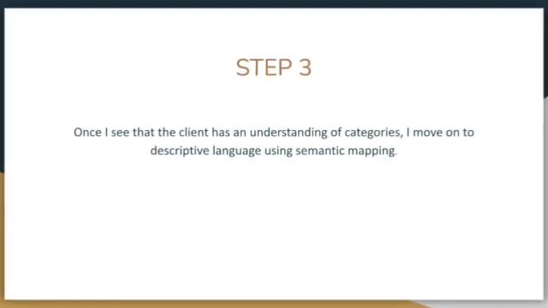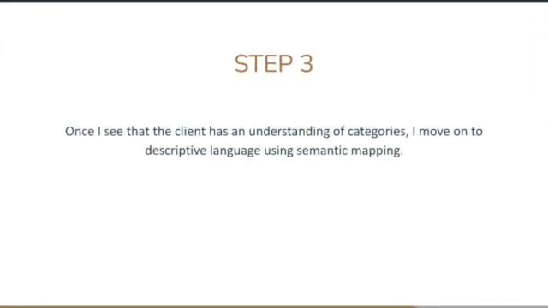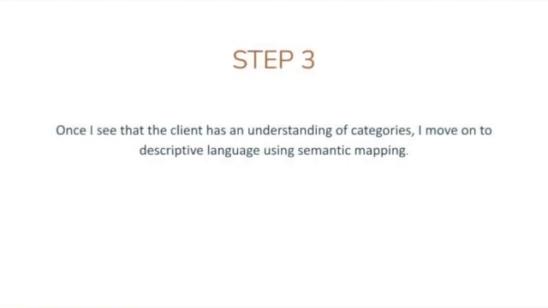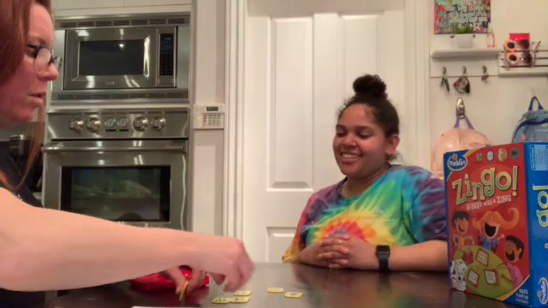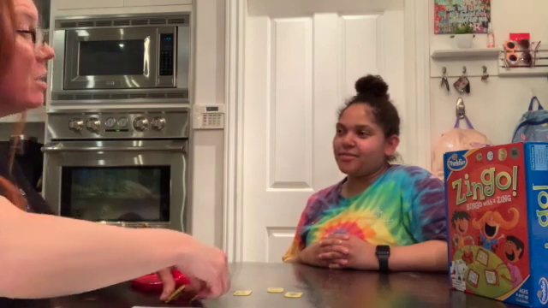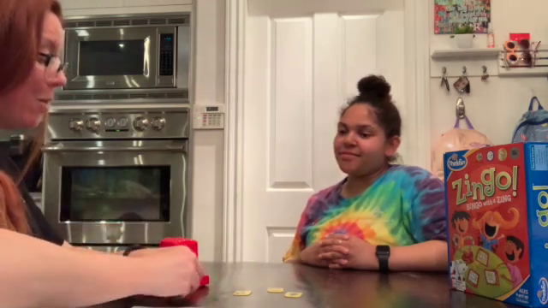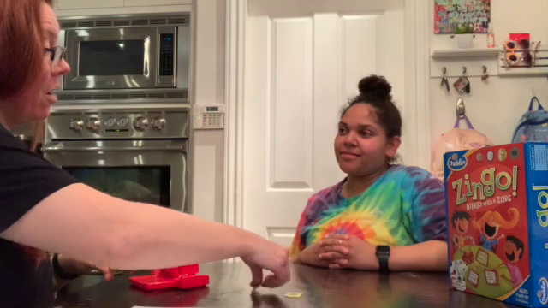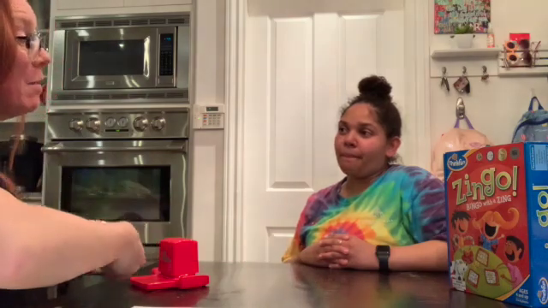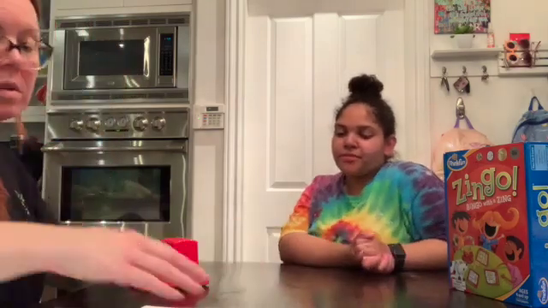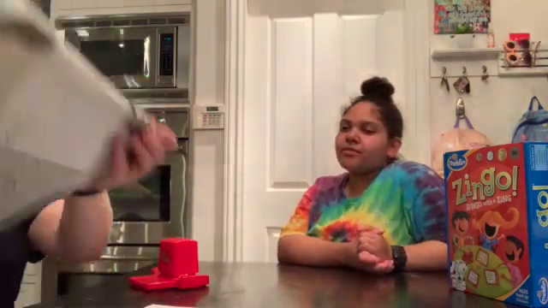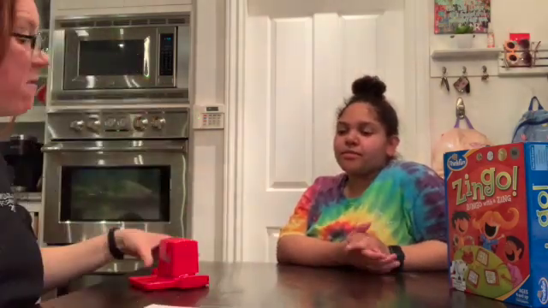Once I see that the client has an understanding of categories, I move on to descriptive language using semantic mapping. Okay, you're doing so well with learning these categories. What we're going to do is move on and work on our describing words now, okay? So let's practice some describing words before we play our game.